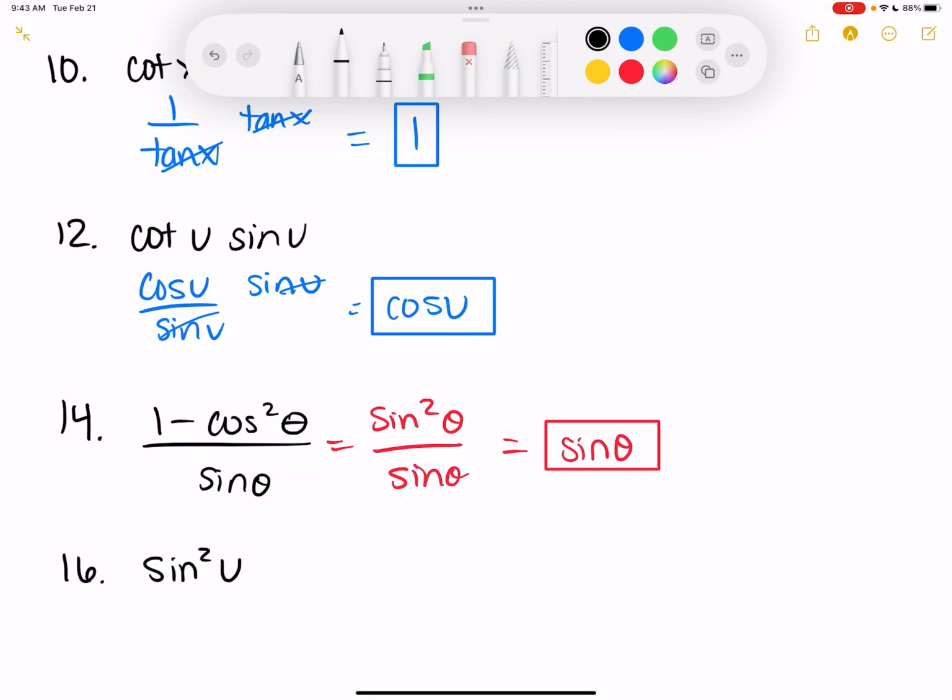Sine squared of u plus tangent squared of u plus cosine squared of u divided by secant of u.